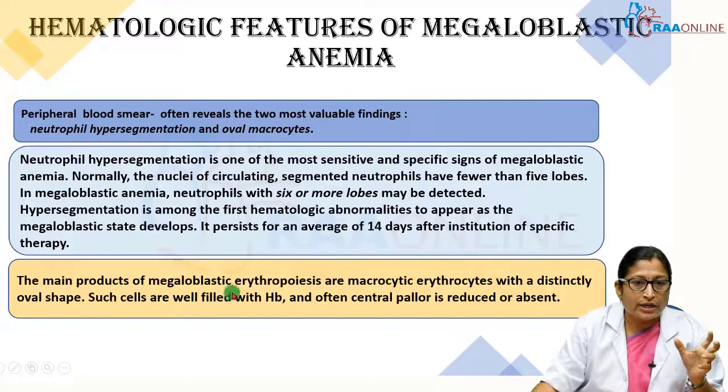The main product of megaloblastic erythropoiesis is the macrocytic erythrocytes, as we already saw. These macrocytic erythrocytes have a distinct oval shape, so that is what we call oval macrocytes. Such cells are well filled with hemoglobin, and often the central pallor is reduced or absent.